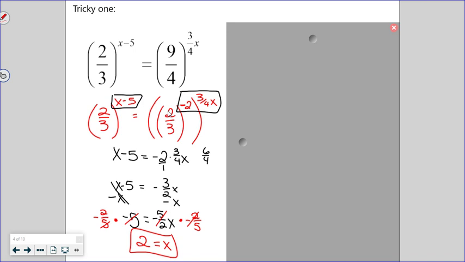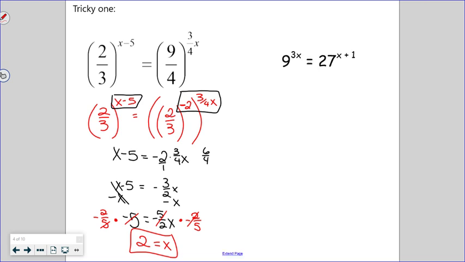Okay, we have one left of this variety where there's exponents on both sides that we need to talk about, and that is this one. 9 to the 3x equals 27 to the x plus 1. Looks very simple and innocent to start with, very much like the first one we did. I would again encourage you to use the smaller number.